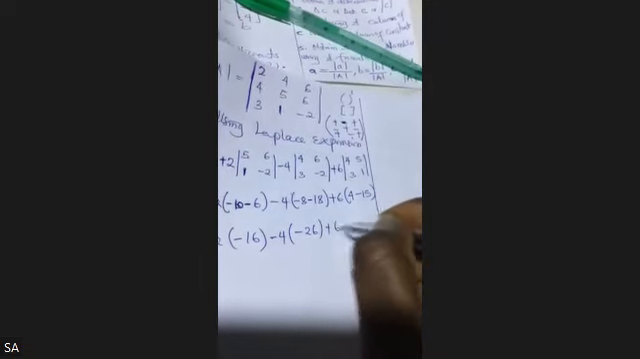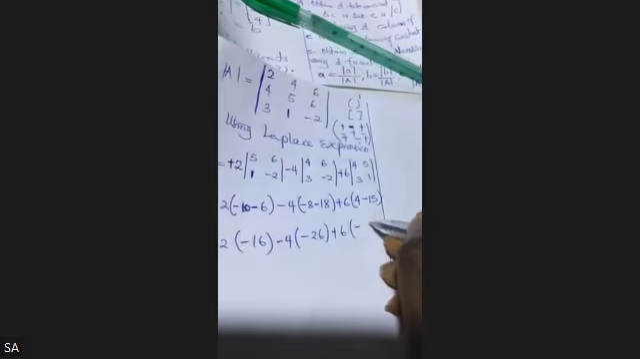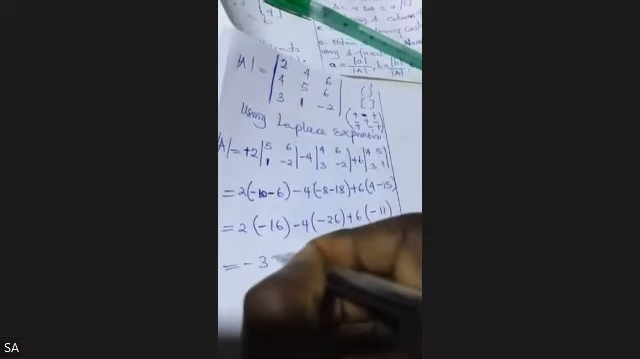Then plus 6 times 4 minus 15, which gives minus 11. So now let's sort it out. 2 times minus 16 is minus 32.